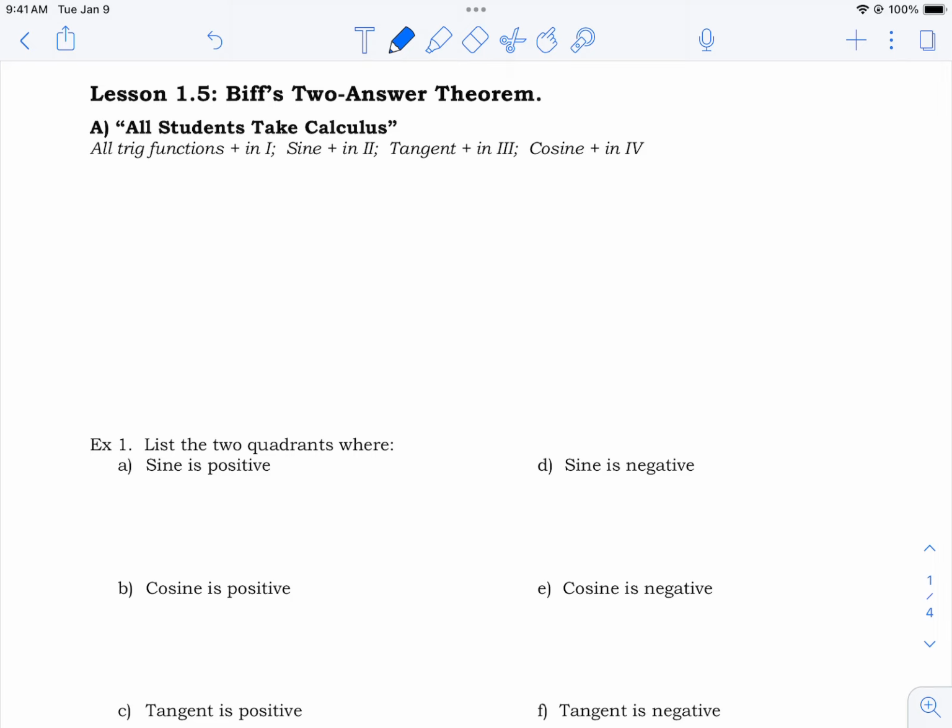Well, now that we're playing around with obtuse angles, angles that are greater than 90, there's something we need to be aware of, something I call Biff's two-answer theorem. The shortest way to say it is that sometimes when you hit a shift sine, shift cosine, or shift tangent, the calculator's not going to give you the right answer. It's going to give you the wrong answer. So how can this be?